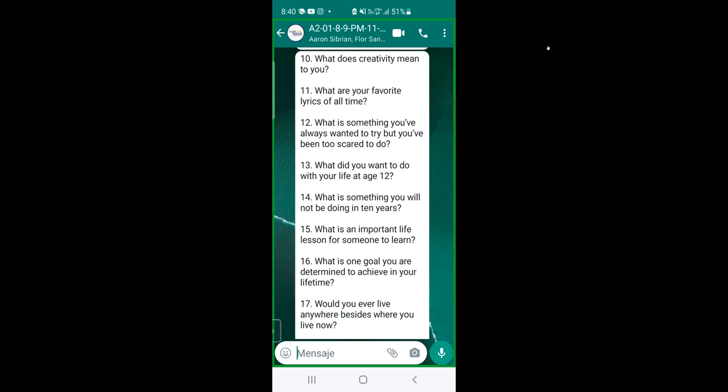Okay, in my case, it would be Dark Horse from Katy Perry because it makes me feel powerful and strong. My favorite lyric is go on, the soundtrack of Titanic. Oh, that's a beautiful song.